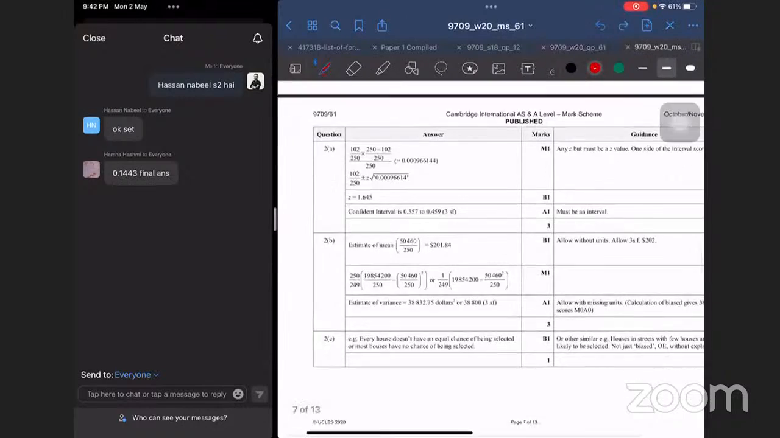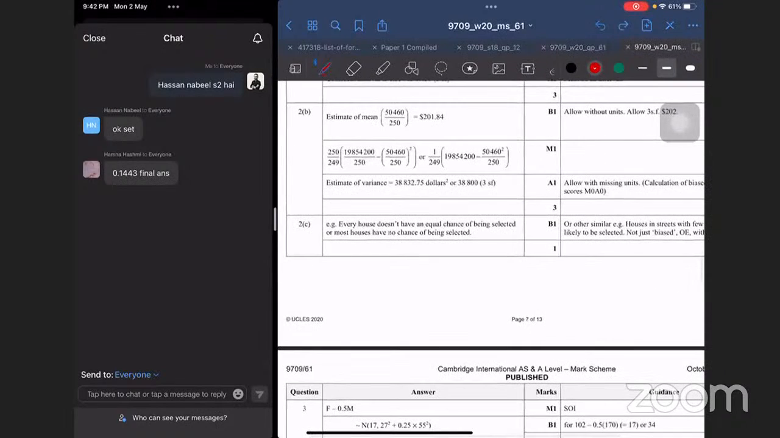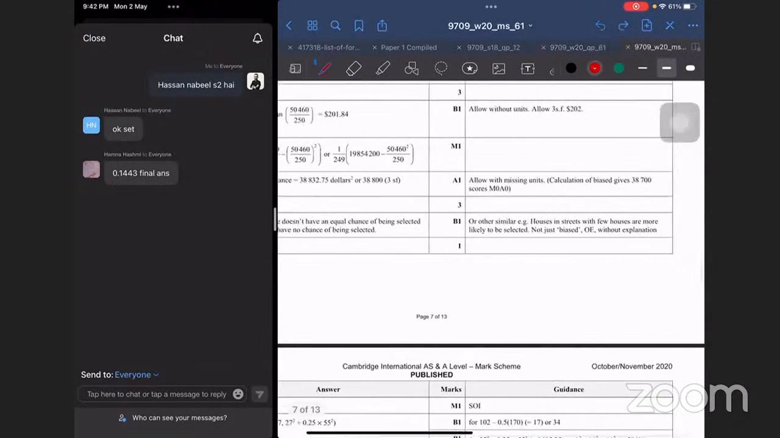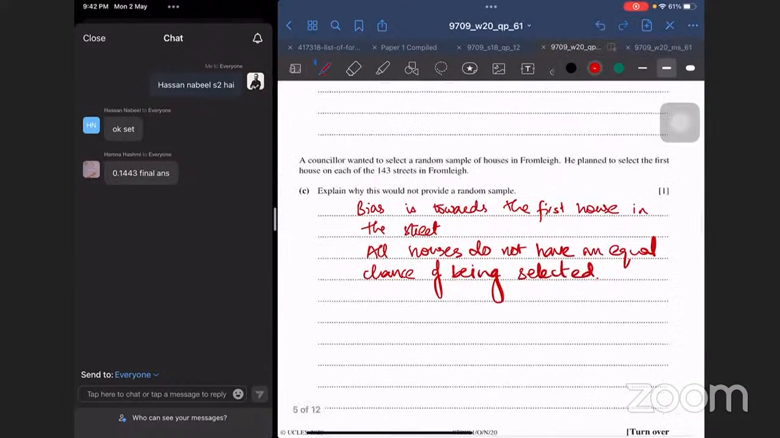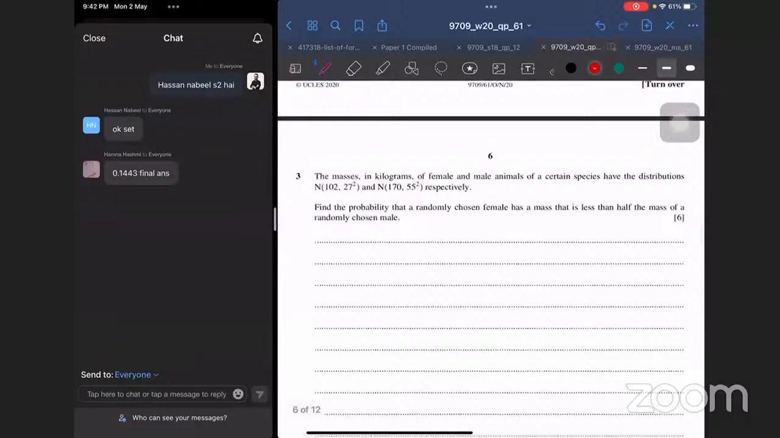Okay, let's see what the marking scheme says. It says every house doesn't have an equal chance of being selected, or most houses have no chance of being selected, or other similar houses in the street with few houses are more likely to be selected, not just biased, or without explanation. So you need to say that it's biased and with an explanation.